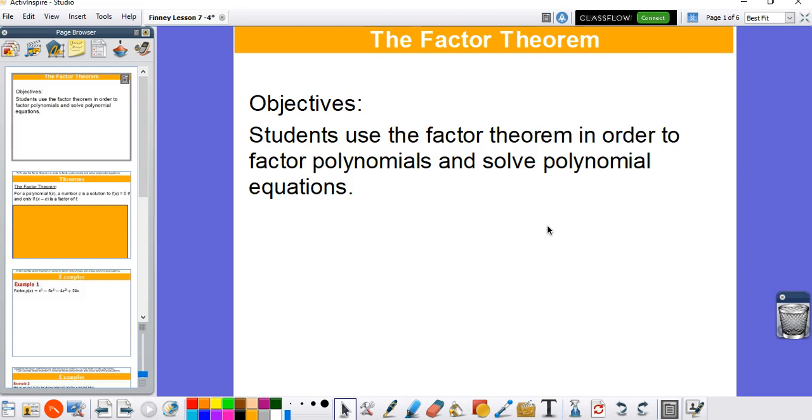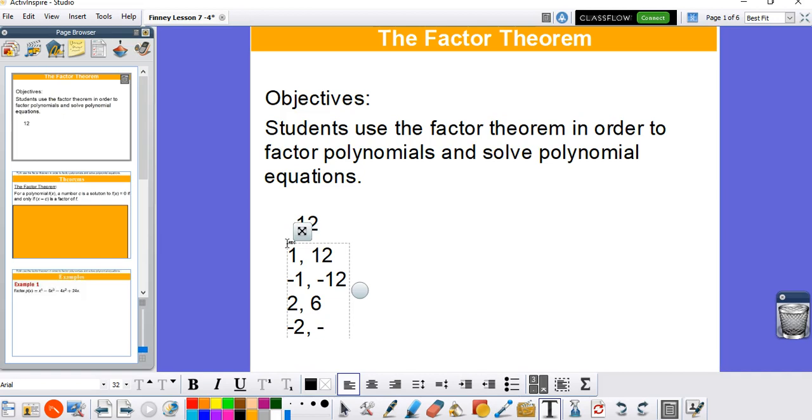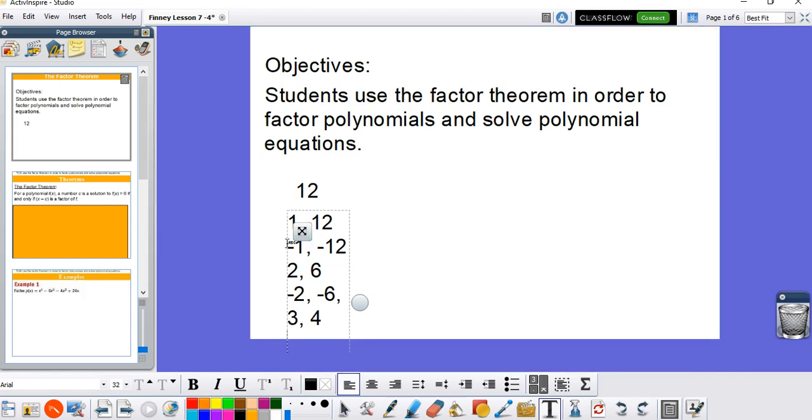So we're going to be looking at the factor theorem next week. What does it mean if something is a factor of something else? Well, for instance, if we consider 12 as an integer, what are some factors of 12? Factors of 12 could be 1 and 12, -1 and -12, 2 and 6, -2 and -6, 3 and 4, -3 and -4.